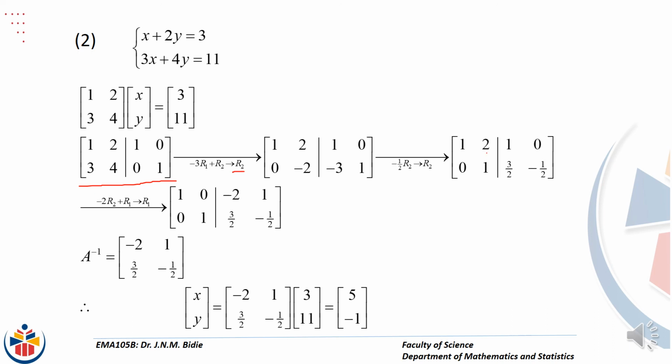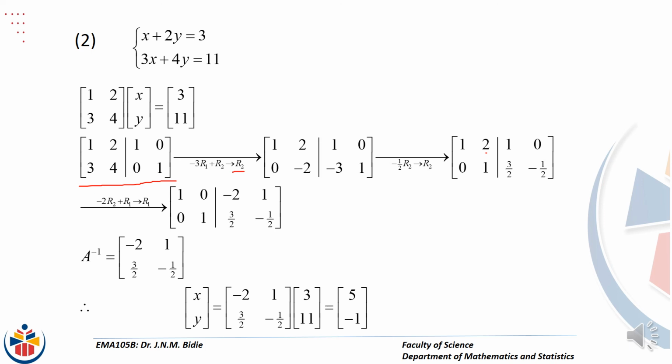The next step is to remove that 2. So what do I do? Multiply that 1 by negative 2. Hence I said minus 2 times row 2 plus row 1. Substitute in row 1. So that means the second row does not change. 0, 1, 3 over 2, negative half. And then multiply the row 2 by negative 2.